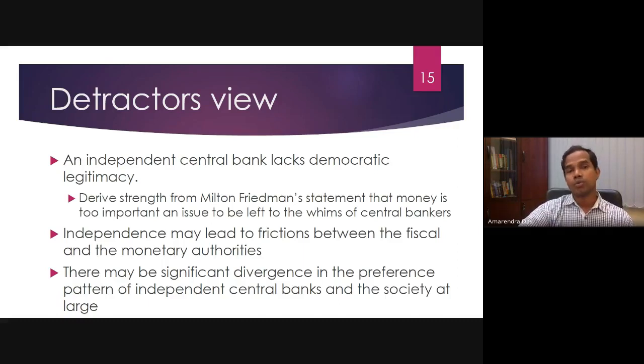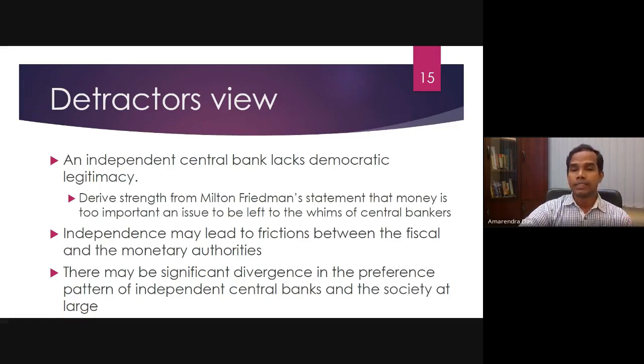Now the people who do not support the idea of the autonomy of the RBI would argue that an independent central bank lacks democratic legitimacy, because the RBI governor is not an elected representative. So the RBI governor, or the monetary authority, is not accountable to the people. However, the fiscal authority, which is the elected government, is accountable to the public. That is why people say an independent central bank lacks democratic legitimacy. It has to be accountable to the government, because ultimately everyone should be accountable to the public.